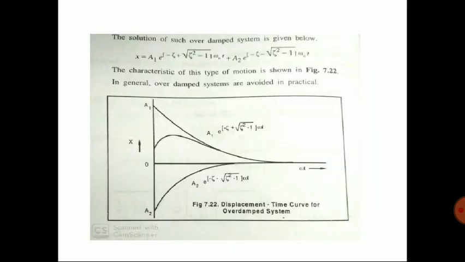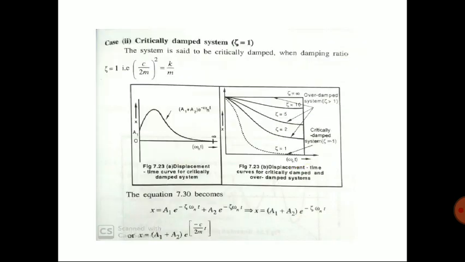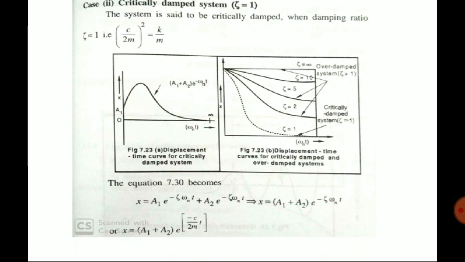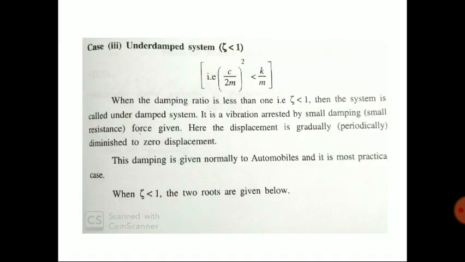So finally, for the critically damped system, we are getting the equation x equals (a1 plus a2 t) into e raised to minus theta omega n t. Instead of theta, we can substitute C by 2m omega n.